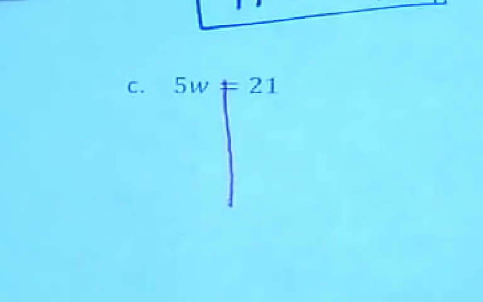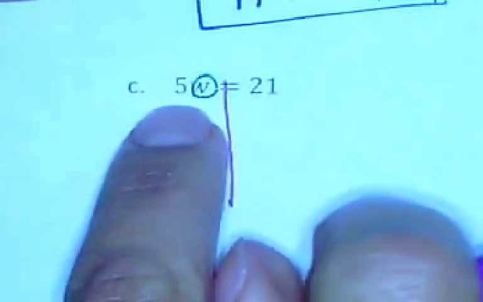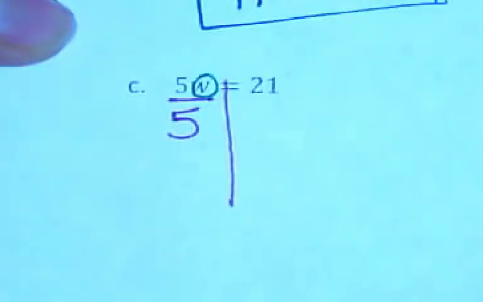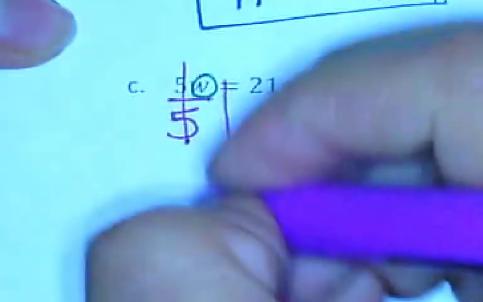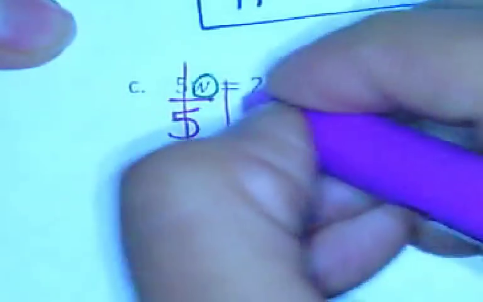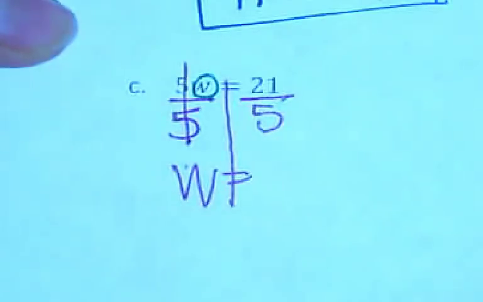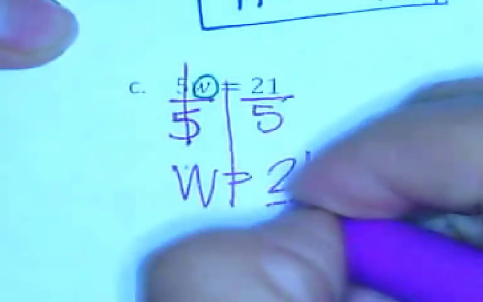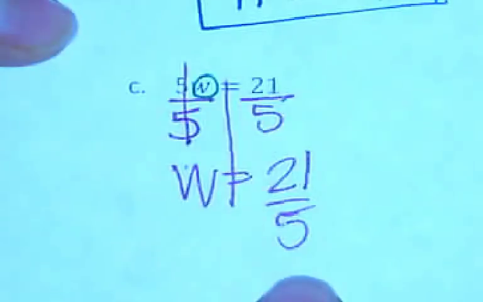And finally, the last one, algebraic, I put the line down the middle. I must isolate the w. The 5 and the w are being multiplied, so the opposite or inverse of multiplication is division. So instead of multiply by 5, we'll divide by 5, and this becomes a 1. I have w, and what I do to one side, I do to the other. So 21 divided by 5. Here you don't have to do anything to it. You can leave it as an improper fraction.